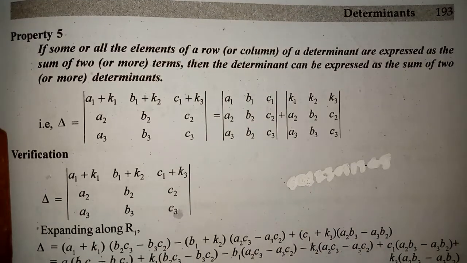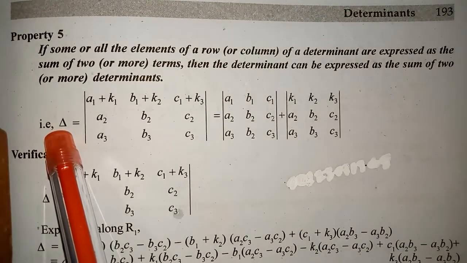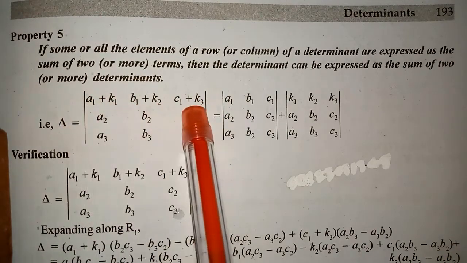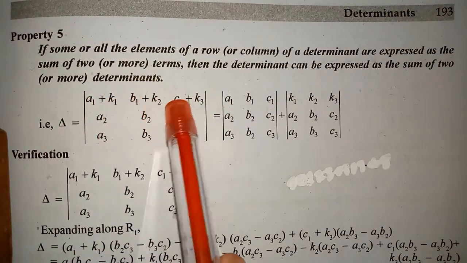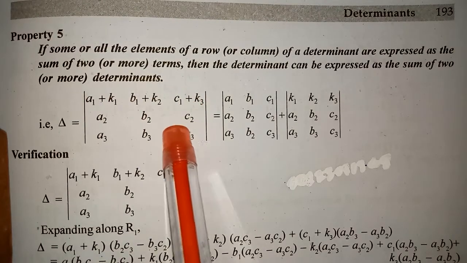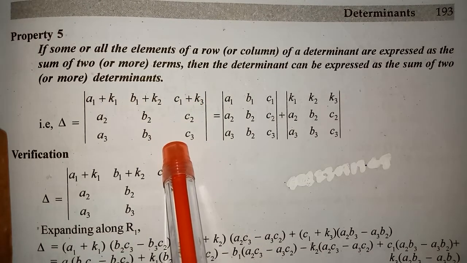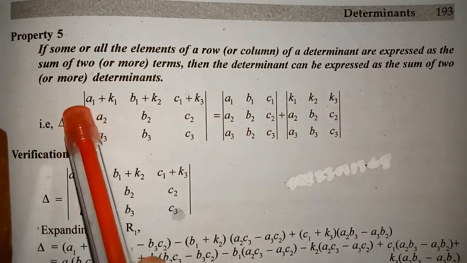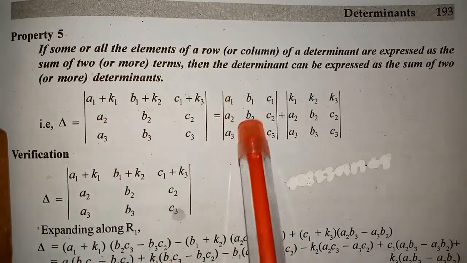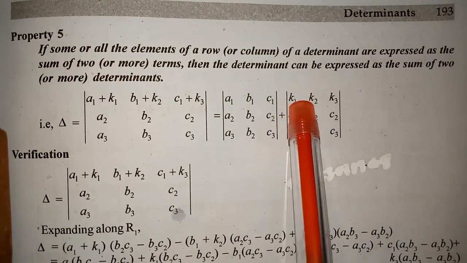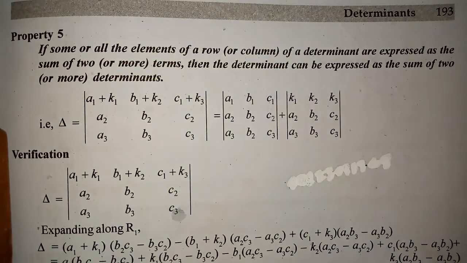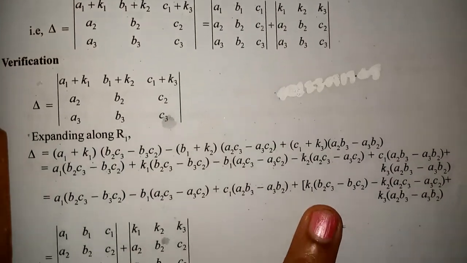So you can just see here, there is a determinant delta, right? In that the first row elements are written as the sum of two elements. So what the property says is, if this is the case, then exactly at the sum part, you can break it. So you can see that it is A1, A2, A3, B1, B2, B3, C1, C2, C3, plus K1, K2, K3, A2, B2, C2 and A3, B3, C3. Let us verify this, children.